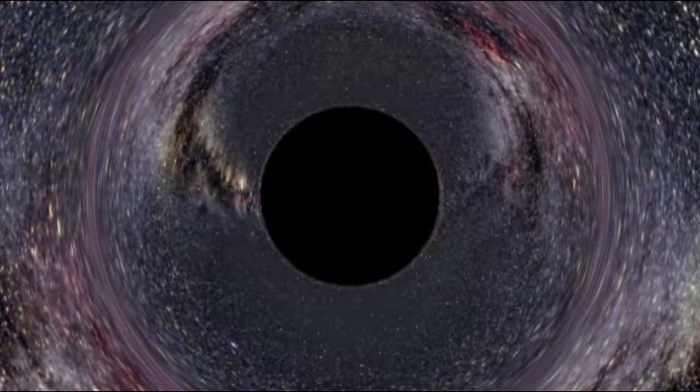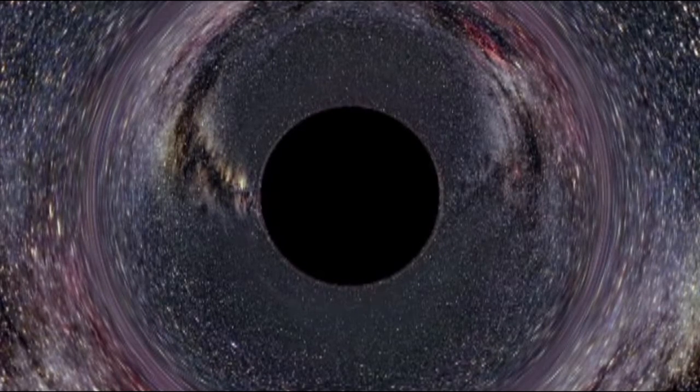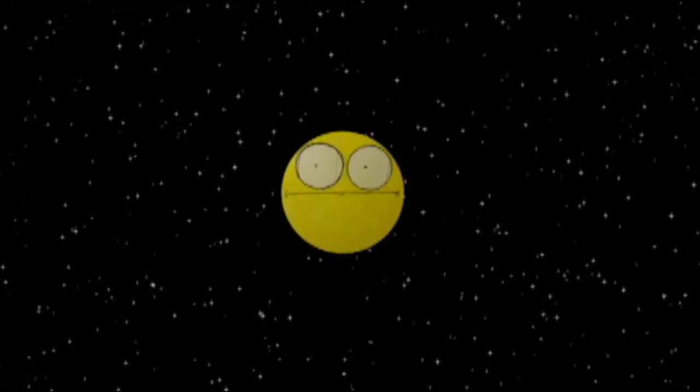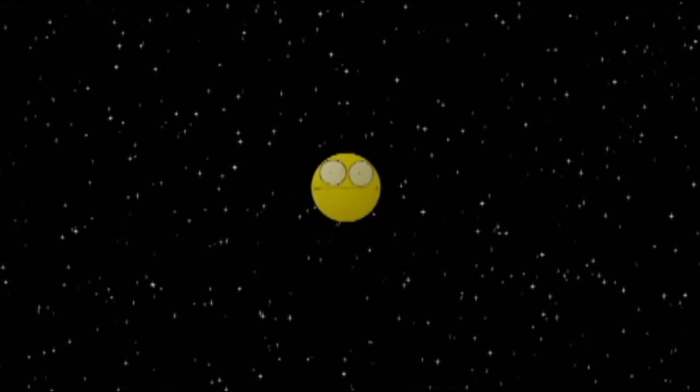Enjoy the video. Such a body of large mass and small size, which has a singularity in its center, is known as a black hole. Black holes are created when a star collapses in on itself.